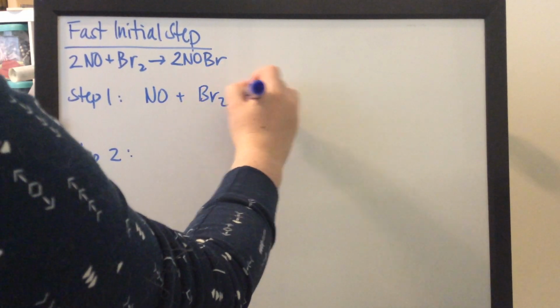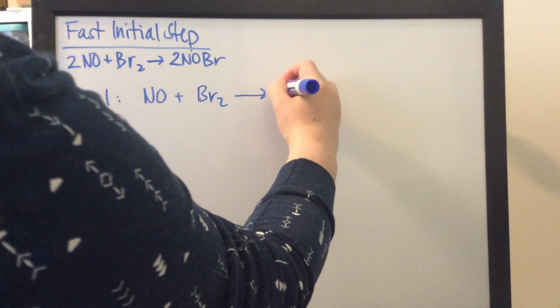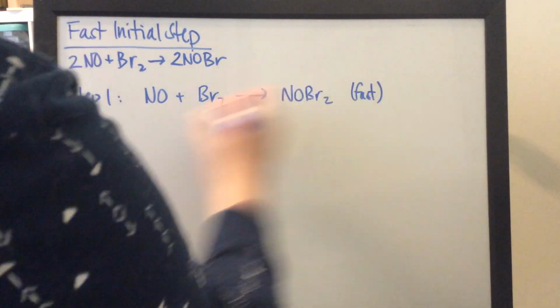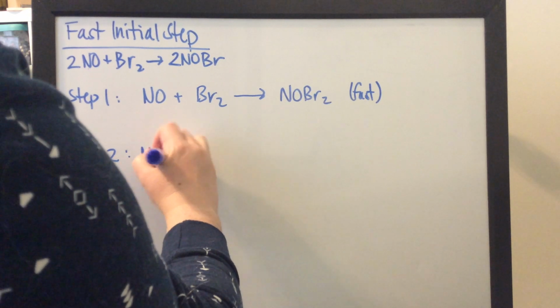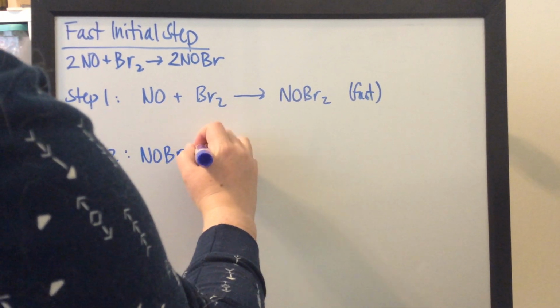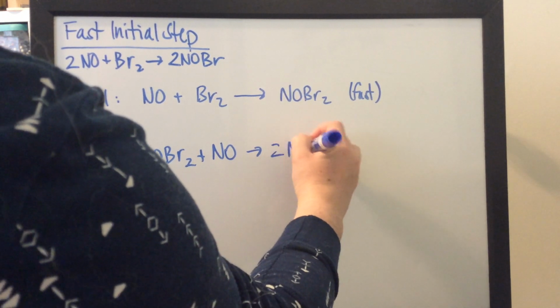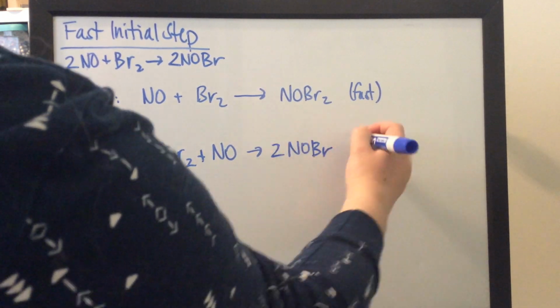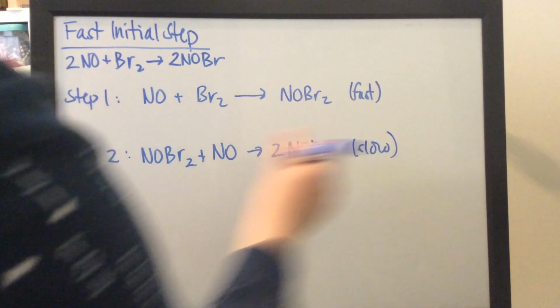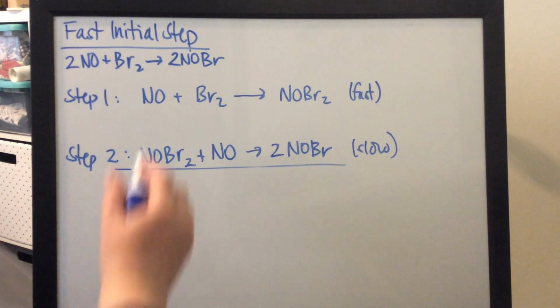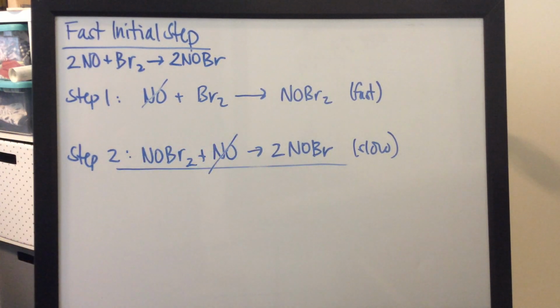And they say maybe in this first reaction, this happens, which is fast. And then in the second, this happens, which is slow. Okay, of course we can cancel some things out. This thing will cancel.